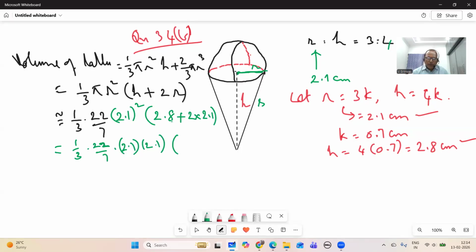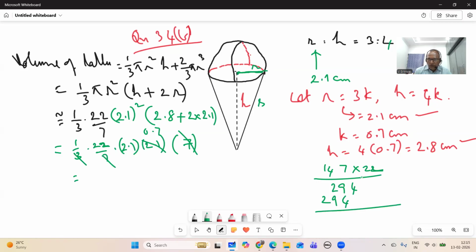2 into 2.1 is 4.2, plus this is 5, plus 2 is 7. Now this 7 cancels out. This 3 cancels in this 0.7 times. You can multiply these 3. 7 into 21 is into 22. So 22 into 21... again 294.